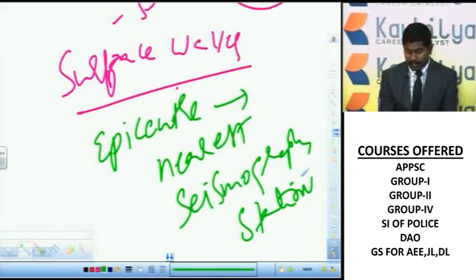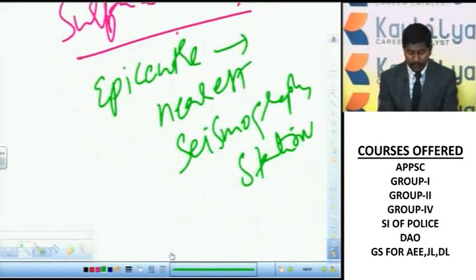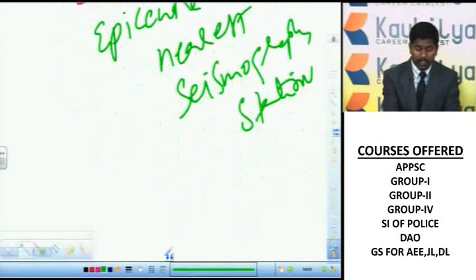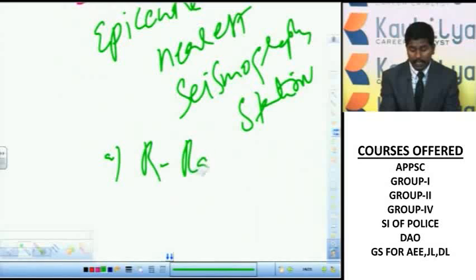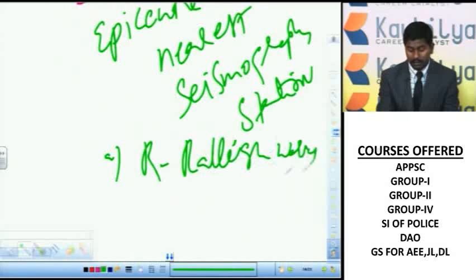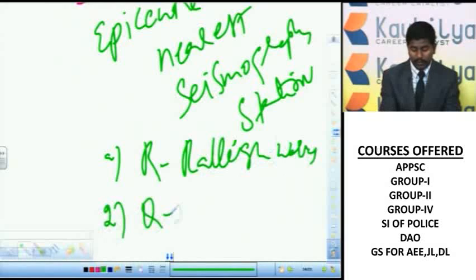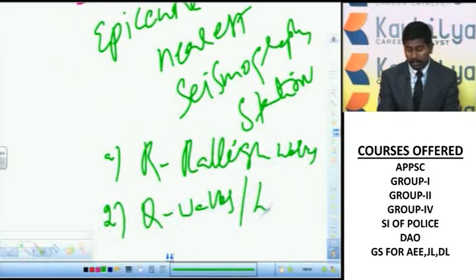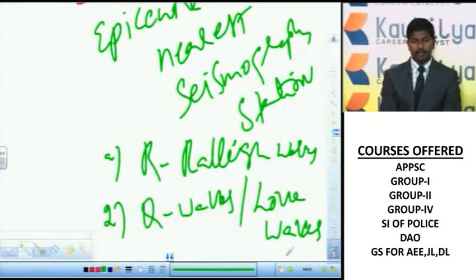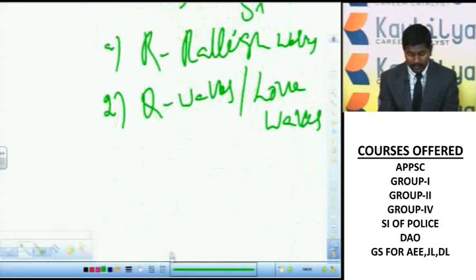Clear? Now these surface waves are again of two types. Number one, R waves or Rayleigh waves. Second, Q waves or Love waves. So in that way, overall, these earthquake waves are of four types.